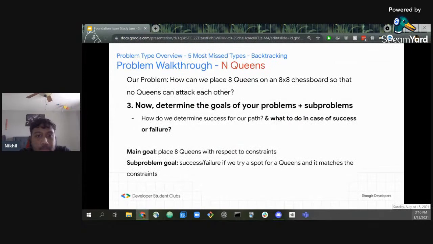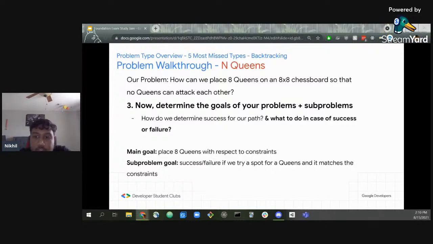Now step 3, we want to determine the goals of our problem or subproblems. The goal of the 8 queens problem is to place 8 queens on the board, taking into account the constraints. Each of the 64 decision-making spots would be a subproblem of our main problem. We need to determine what happens in each spot of the board where we have a possibility of a queen sharing the same row, column, or diagonal as another queen. So we want to outline the solution with respect to these constraints.